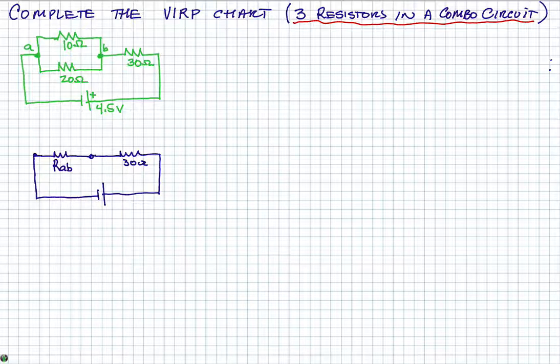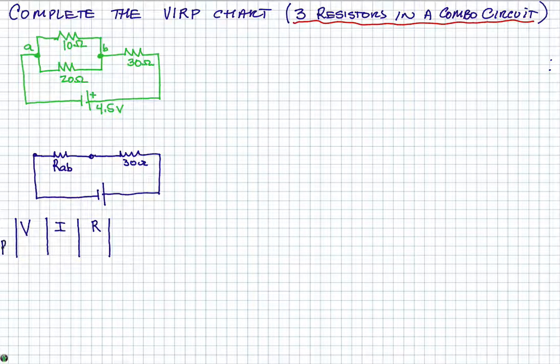So let's set up our chart. So we have V, I, R, and what I'm going to do is I'm going to ignore P this time. It's not really important for us to calculate power. We know power is just the product of I times V. I'm more interested in showing you how to analyze everything else.